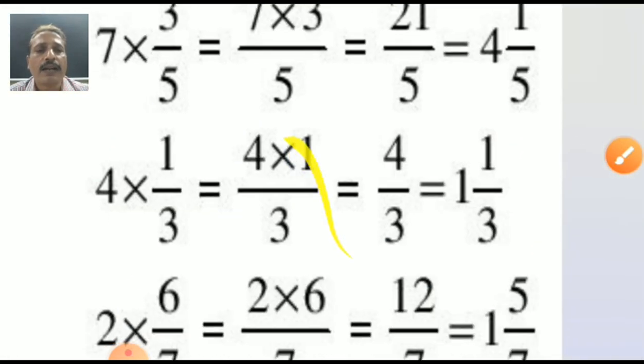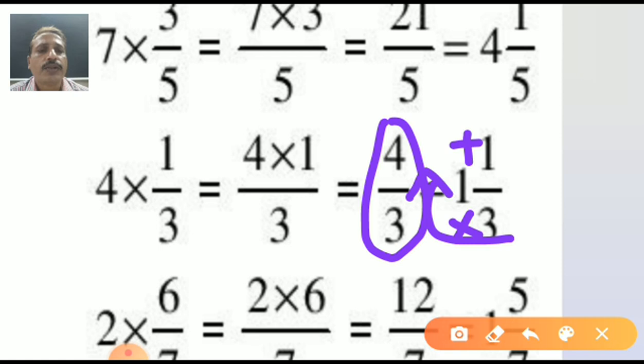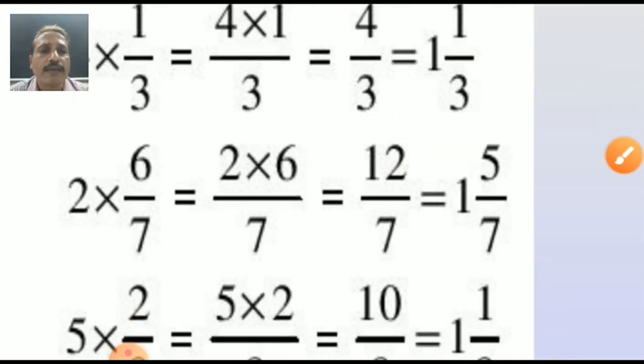Look at the second one. Same way, 4 by 3. 3 ones are 3. Just you can check it. Here you can multiply and check, plus 1. 3 ones are 3, plus 1, 4 upon 3. Now what about the third one? 2 into 6 upon 7. Very simple. 6 2s are 12. 12 divided by 7, and you will get the answer 1 and 5 upon 7.